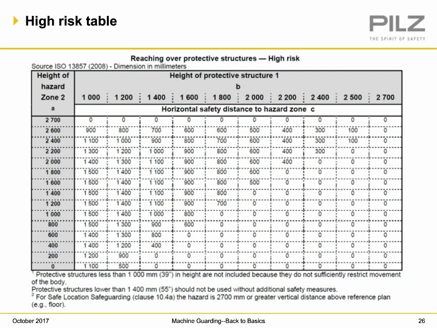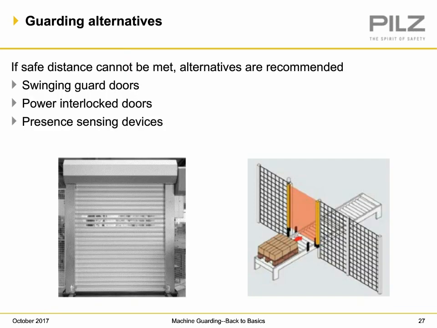Guarding alternatives. Safe distance cannot be met, yet alternatives can be recommended. Swinging guard doors that are interlocked. A power interlocking door. The photo to the left is a power door used for a tilt dumpster that is dumping preforms into a sorting bowl.